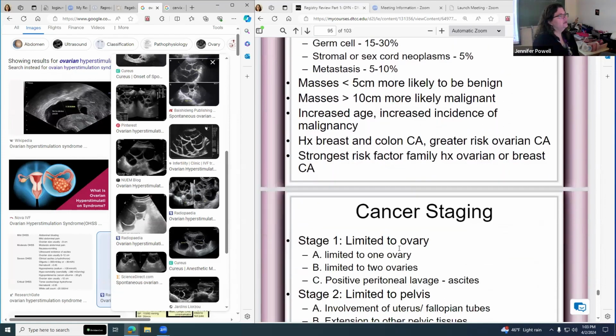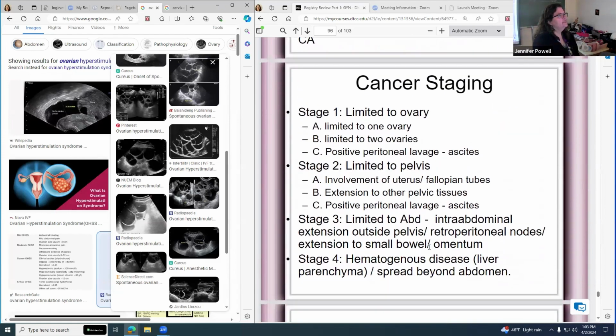Cancer staging. Stage 1 is limited to the ovary. Stage 1A is limited to 1 ovary. Stage 1B is limited to 2 ovaries. Stage 1C is positive peritoneal lavage.